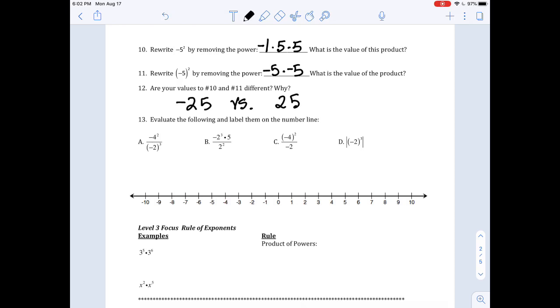And again, why are the two answers different? Well, first of all, visually, number 10 and number 11 look different. But the reason that the products result in a positive versus a negative are parentheses.